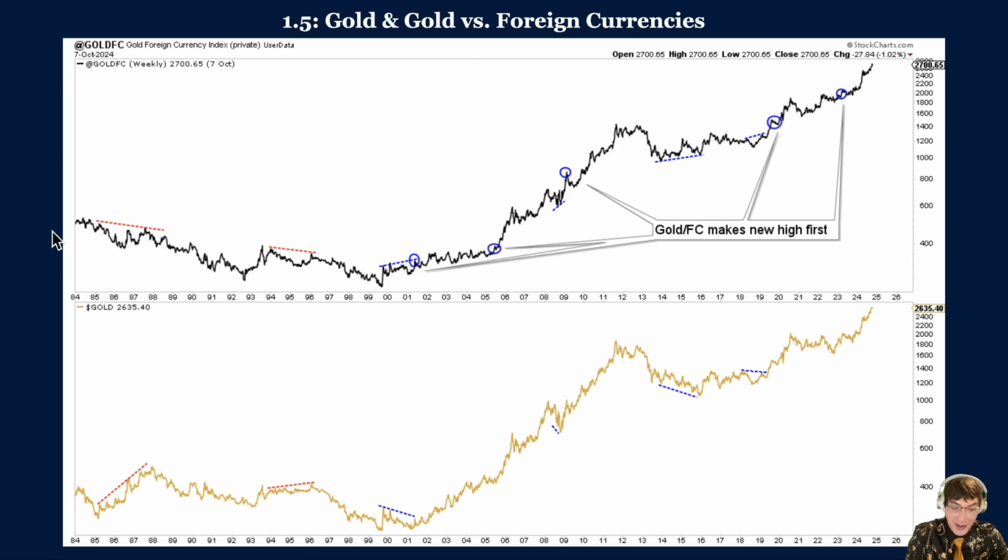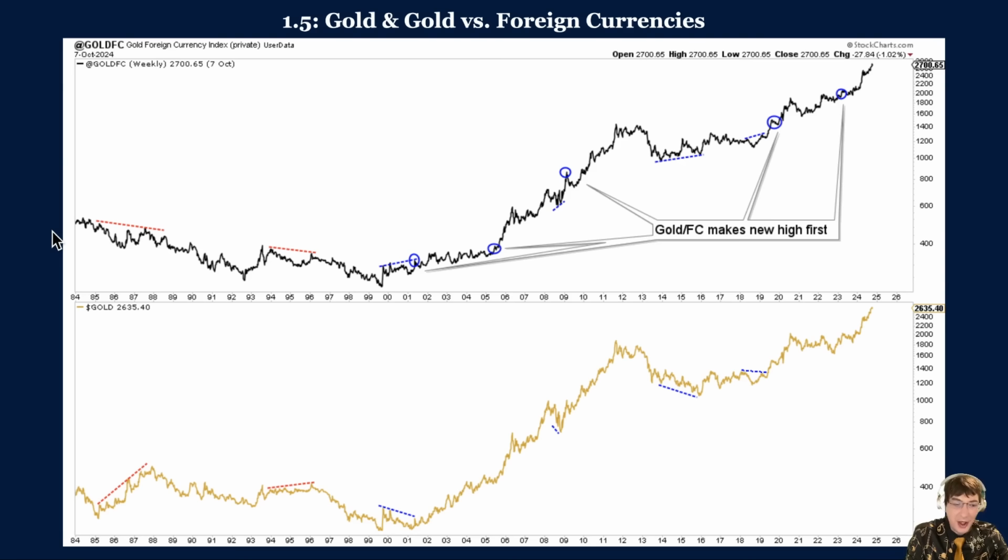Gold against foreign currencies reflects how gold is performing without the impact of a falling dollar. If gold is rising, but gold against foreign currencies is weak, then it is a sign of a weak US dollar and not strength in gold. If the dollar is climbing, but gold against foreign currencies shows strength, it is a signal of strength in the dollar more so than weakness in gold.